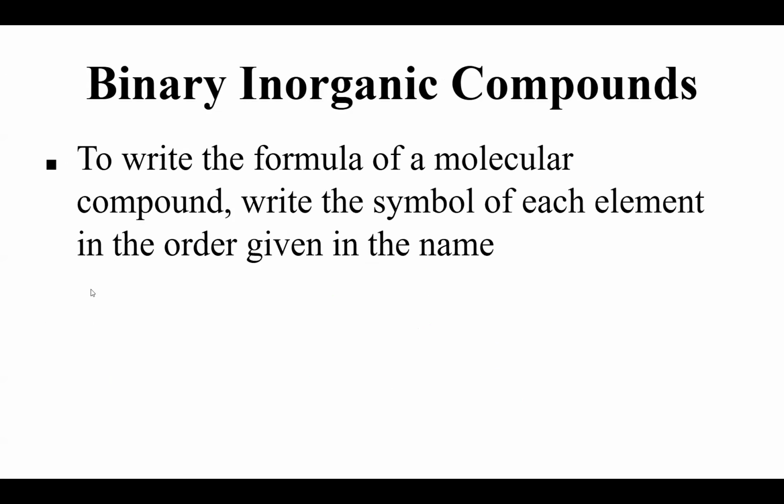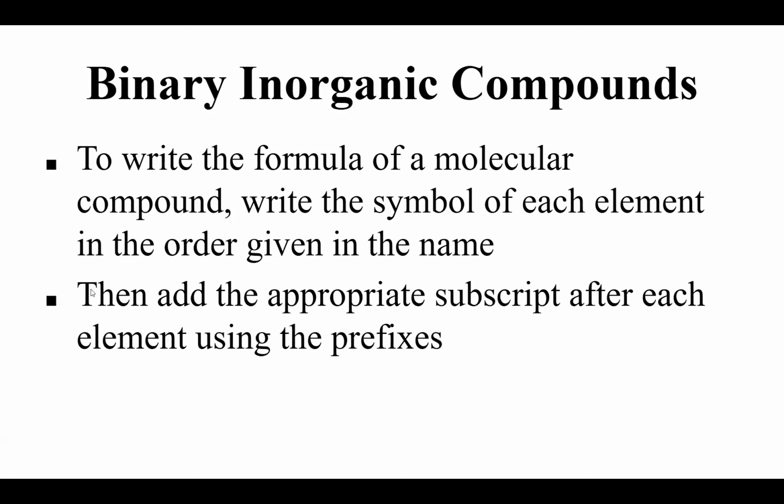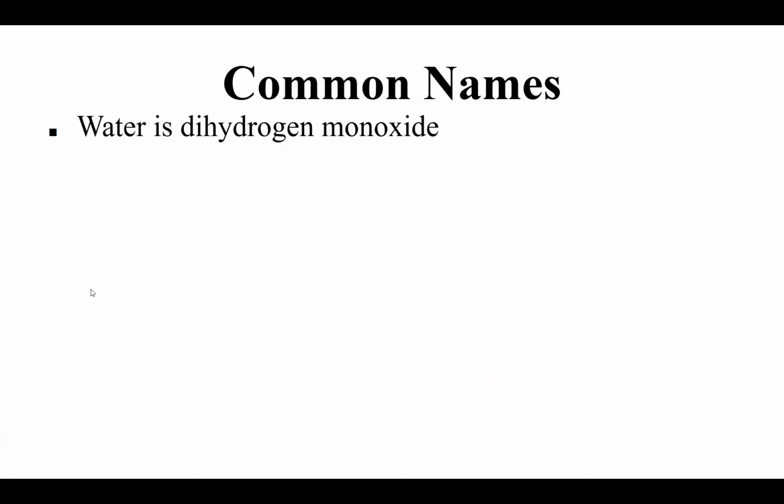Okay, to write the formula of a molecular compound, you're going to write the symbol of each element in the order given in the name. Then you'll add the appropriate subscript after each element using the prefixes. The prefixes will tell you how many of each you have. Water is dihydrogen monoxide.